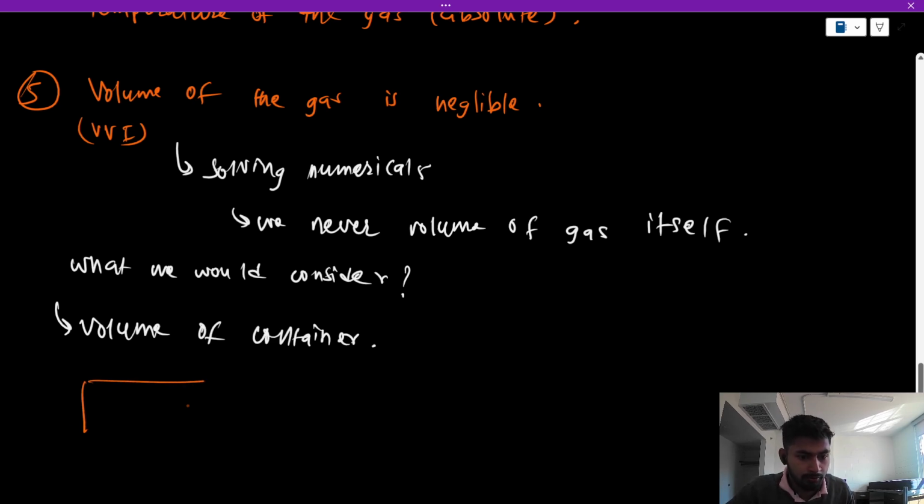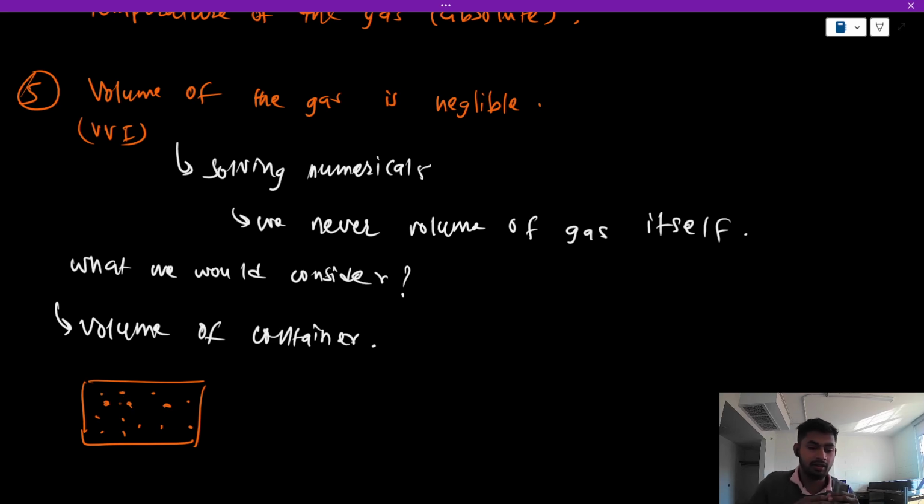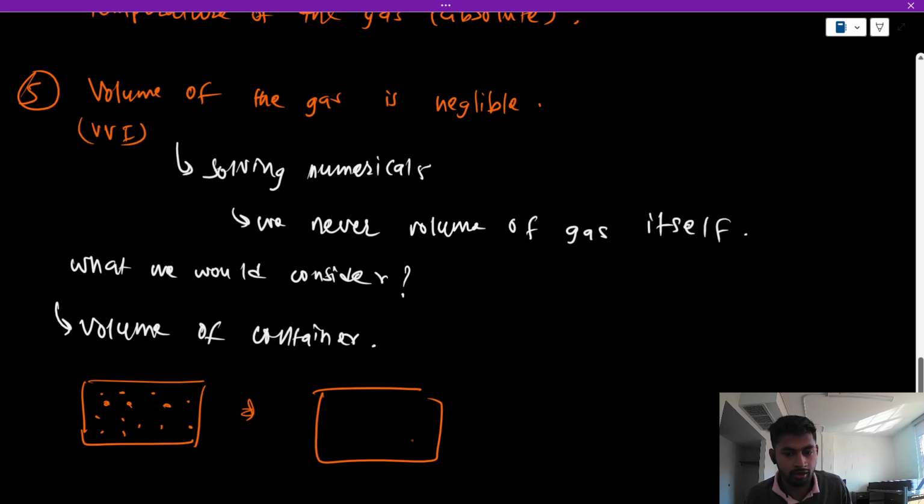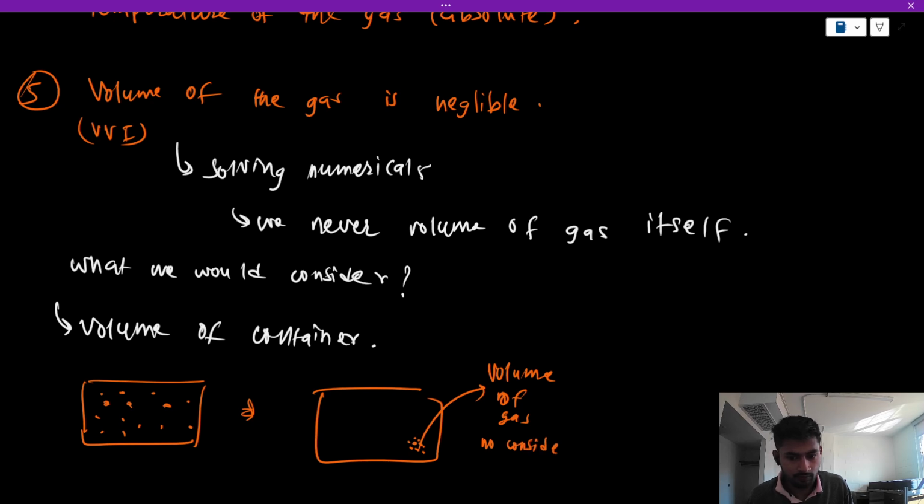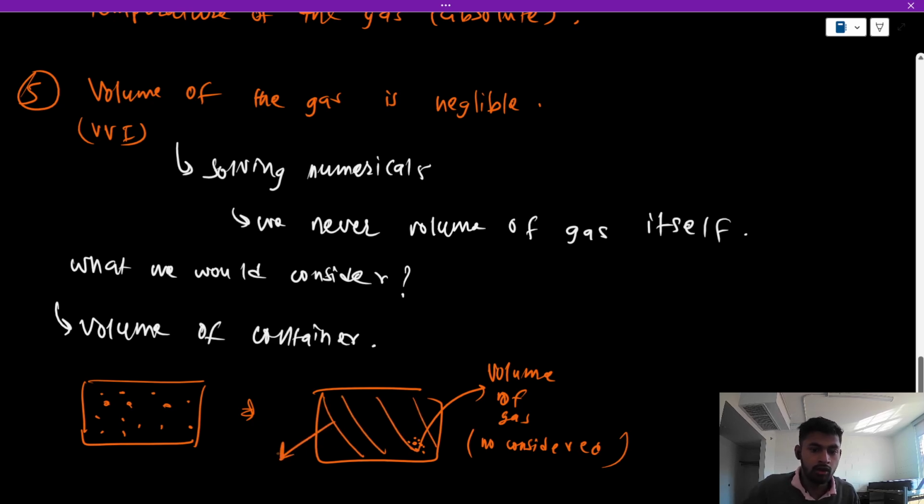So to make a picture, if this is the container and the dots represent gases in the container, then volume of gas is negligible would imply that we can compress the gas into this corner, and while solving the numerical we're not considering this volume in the problem. Volume of gas is not considered, but what we consider is the volume of the container itself.